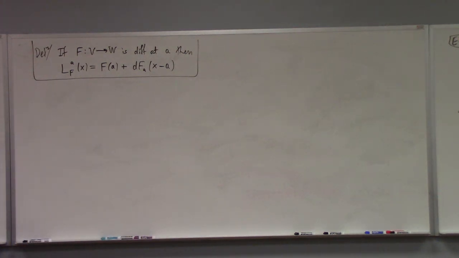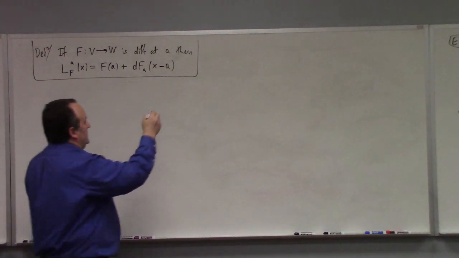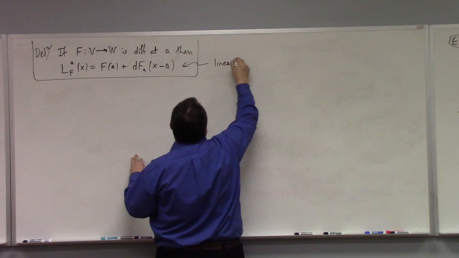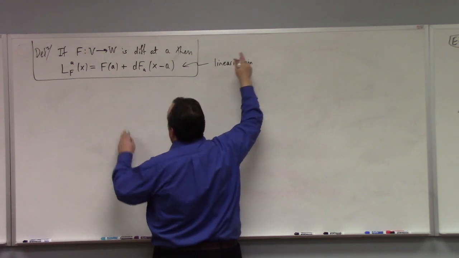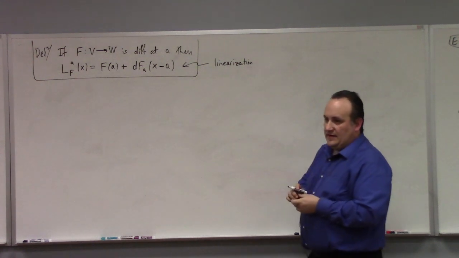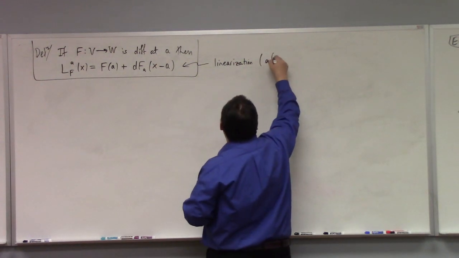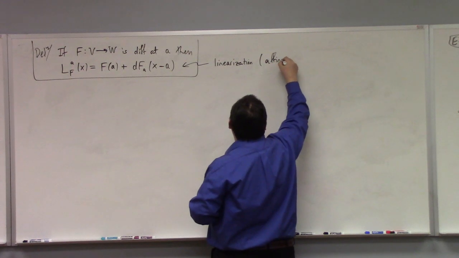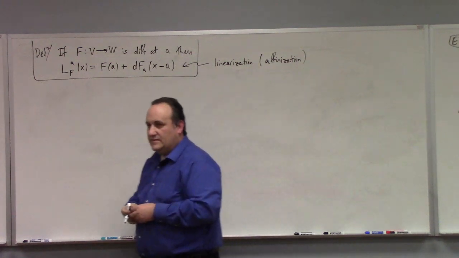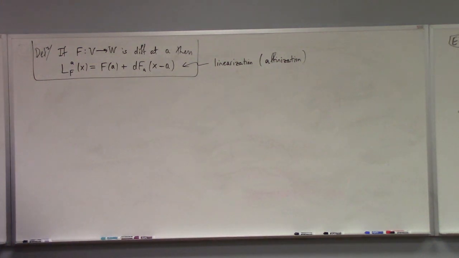That is the linearization of the function. I apologize, I say it's the linearization of f, but I felt guilty calling it that, because technically speaking this is not a linear transformation. It's actually an affine function. So you could call it the affinization. It's the best affine approximation to the function at the point.